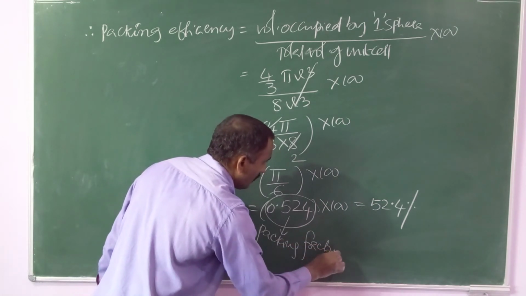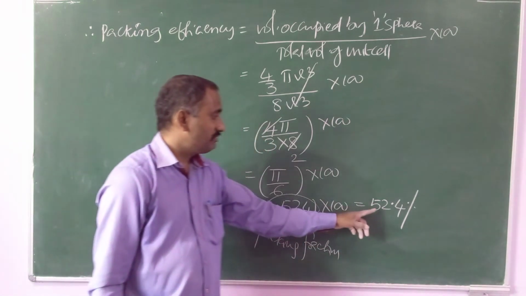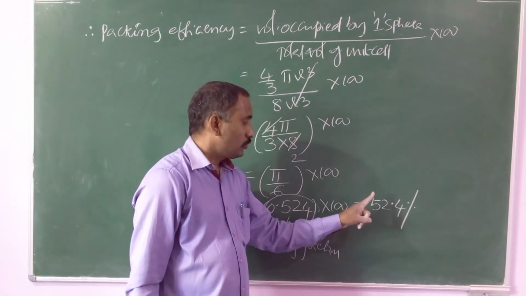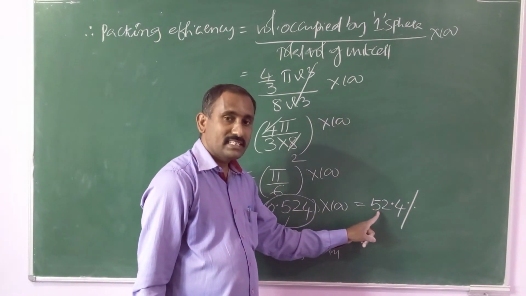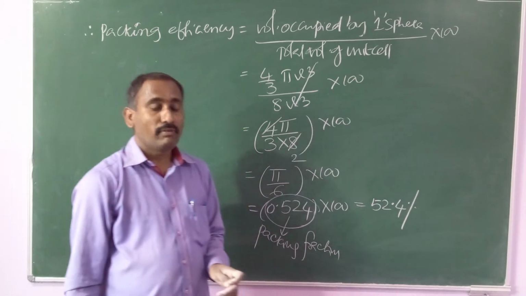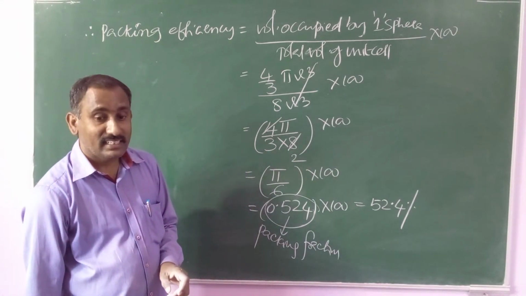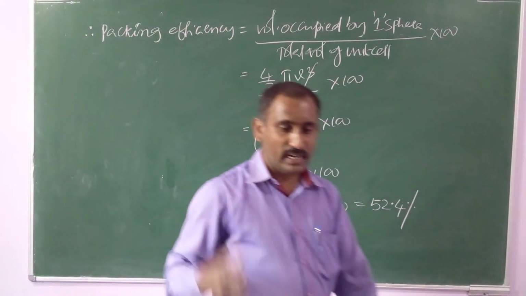This value is known as packing fraction. This is known as 52.4 percentage. So packing efficiency 52.4 percentage means the remaining 47.6 percentage is empty space, nothing but voids.